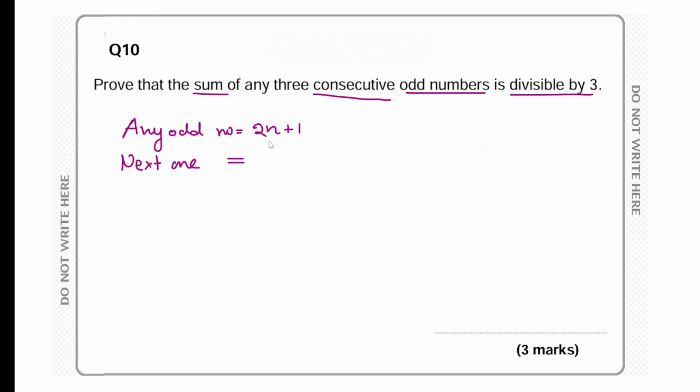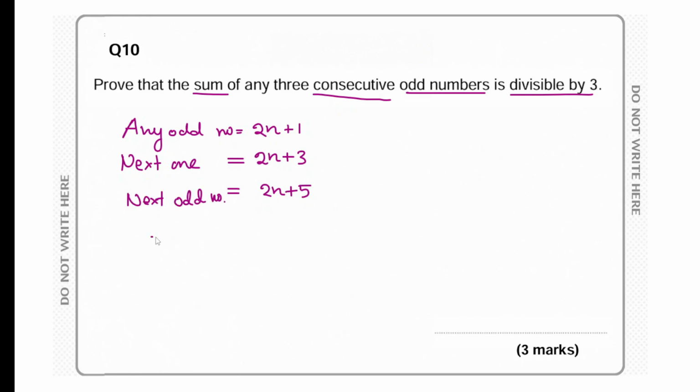So 2n add 1, if you add 2 to that, you get 2n add 3. The one after that would be 2n add 5. Now you can also go backwards and take 2n minus 1, 2n plus 1, and 2n plus 3, or you can use this way. They both give the same answer. I mean, you can prove the same thing in a slightly different way. So let's do it this way anyway. We need to get the sum, so let's add them up.